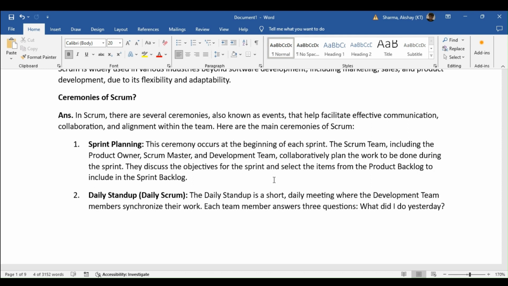First is sprint planning. This ceremony occurs at the beginning of each sprint. The Scrum team, including the product owner, Scrum Master, and the development team, collaboratively plan the work to be done during the sprint. They discuss the objectives for the sprint and select items from the product backlog to include in the sprint backlog.